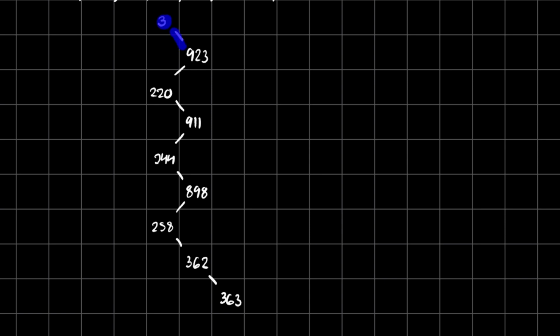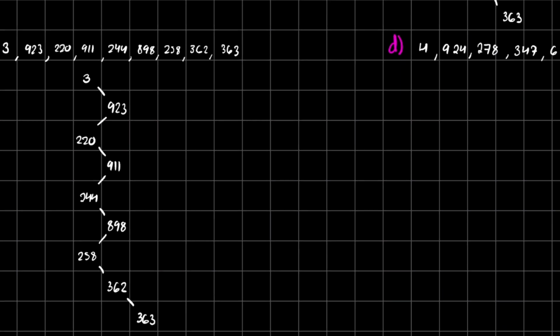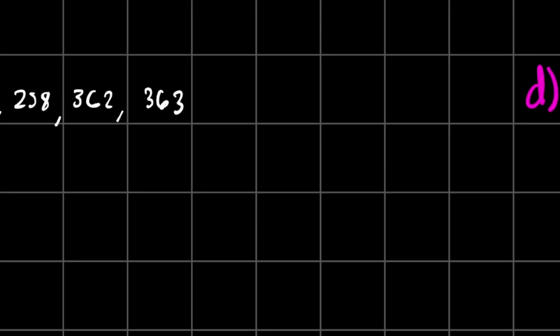363 is way bigger than this, so to the right. 363 is lower than 923, so to the left. 363 is greater than 220, so to the right. 363 is in fact lower than 911, so let me here. 363 is in fact greater, so goes to the right. 363 is lower, so 258. Greater, so 362, and it's actually greater, so to the right, so in the end we get 363. So this is true. This is also correct because it's a viable path, so to speak.